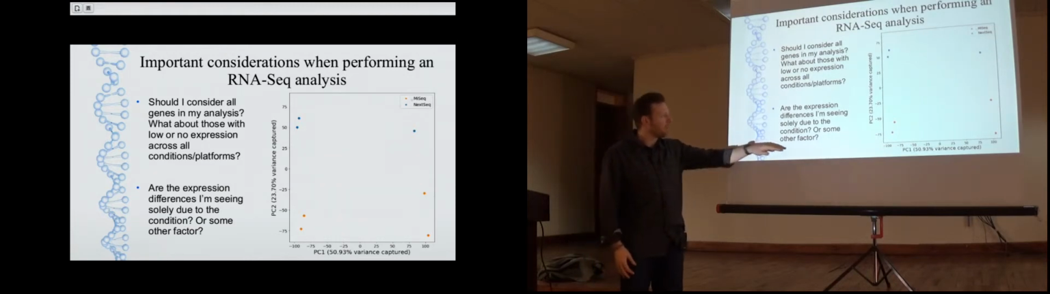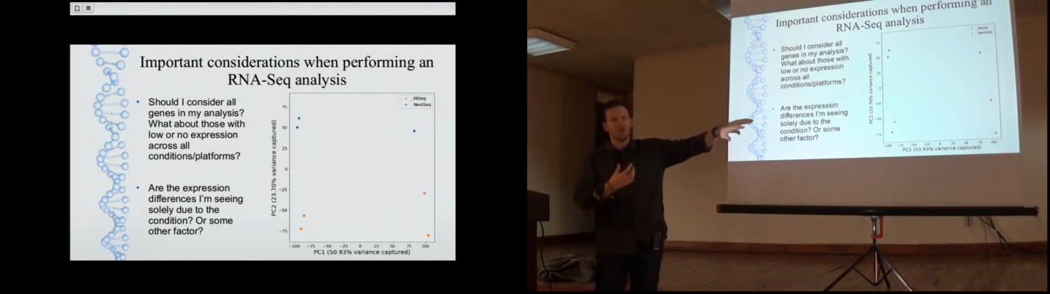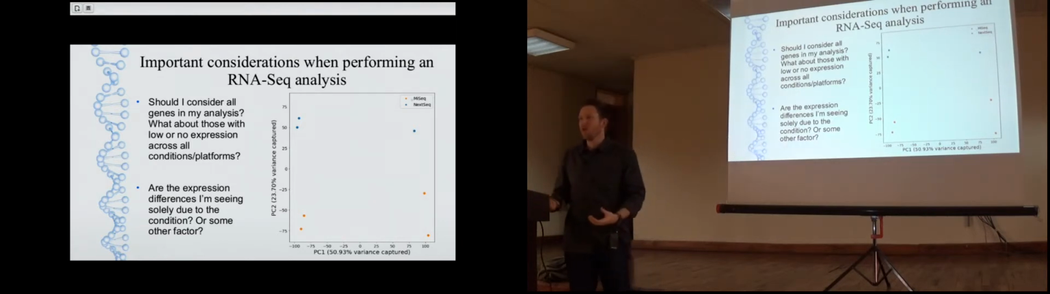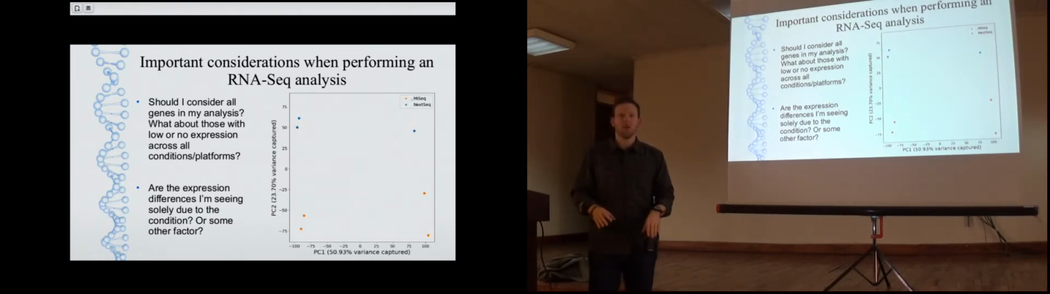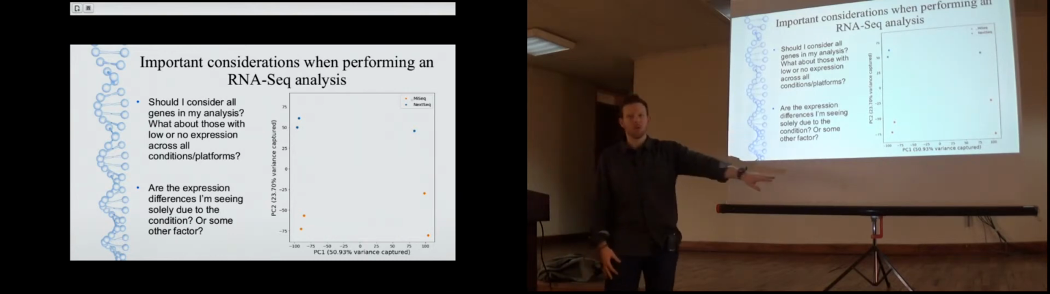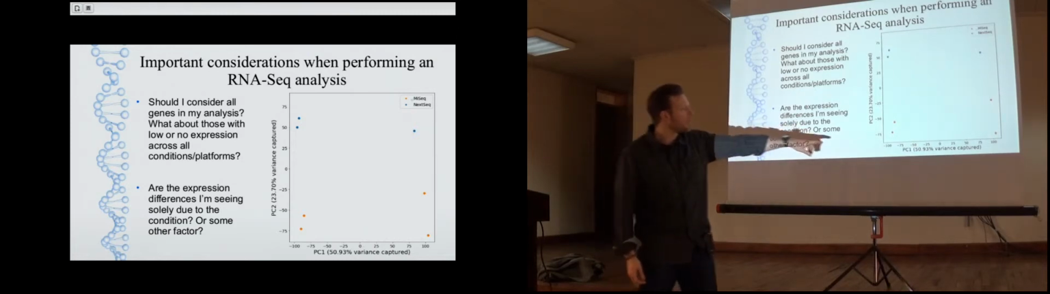The second, and I would argue more important question is, say if you're looking at multiple conditions, like I often do, are the expression differences you see, so differences in expression from, say, disease to healthy, down just to the condition I'm looking at? Or is there some other kind of skeleton in the closet, something I need to consider that's making me think that expression is different when it's really not? And that's what's getting shown here in this PCA plot.